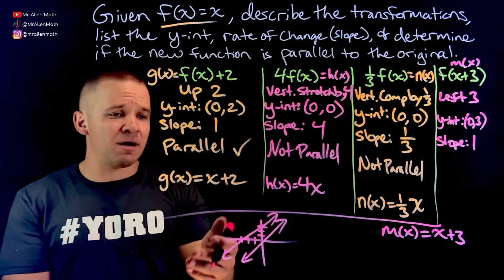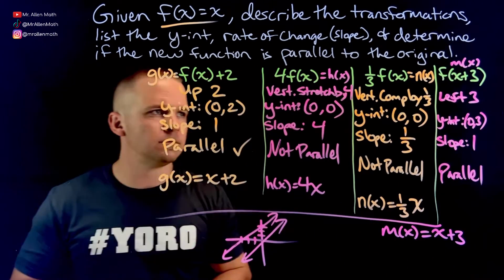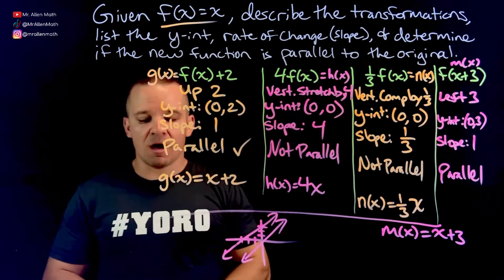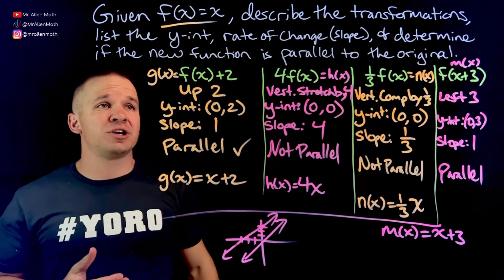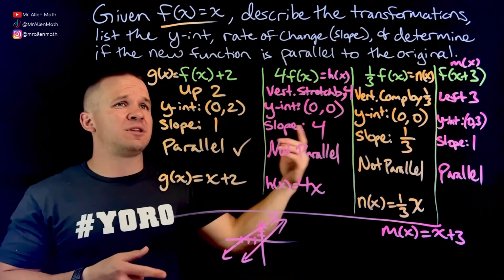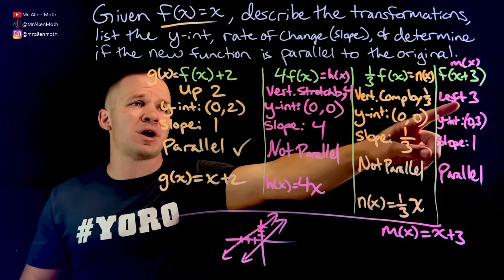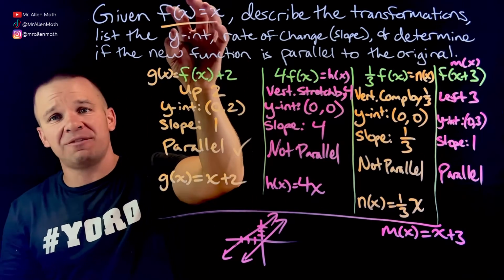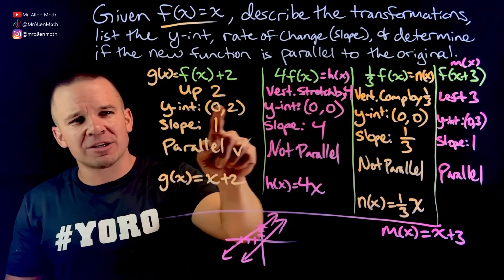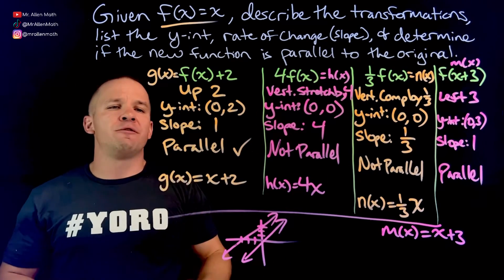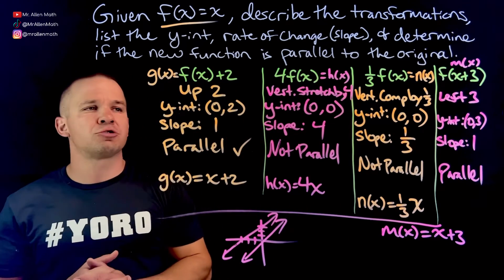Okay, and is it parallel? Heck yeah, it is. It is parallel. So we can give you any one of these and ask you to list what the new function is, what the transformations are, the y-intercept, the rate of change, whatever it may be. We could even not give you the new function and ask you these same questions. We wouldn't be able to ask for the y-intercept, but we could still ask if it's parallel, because you would be able to determine your slope. And I can also ask you the transformations.